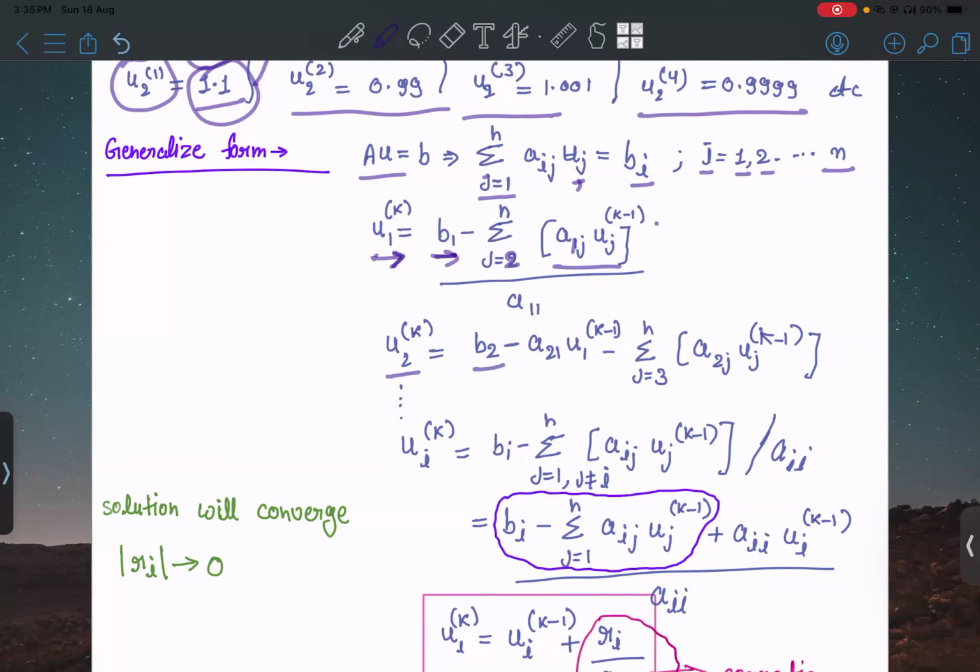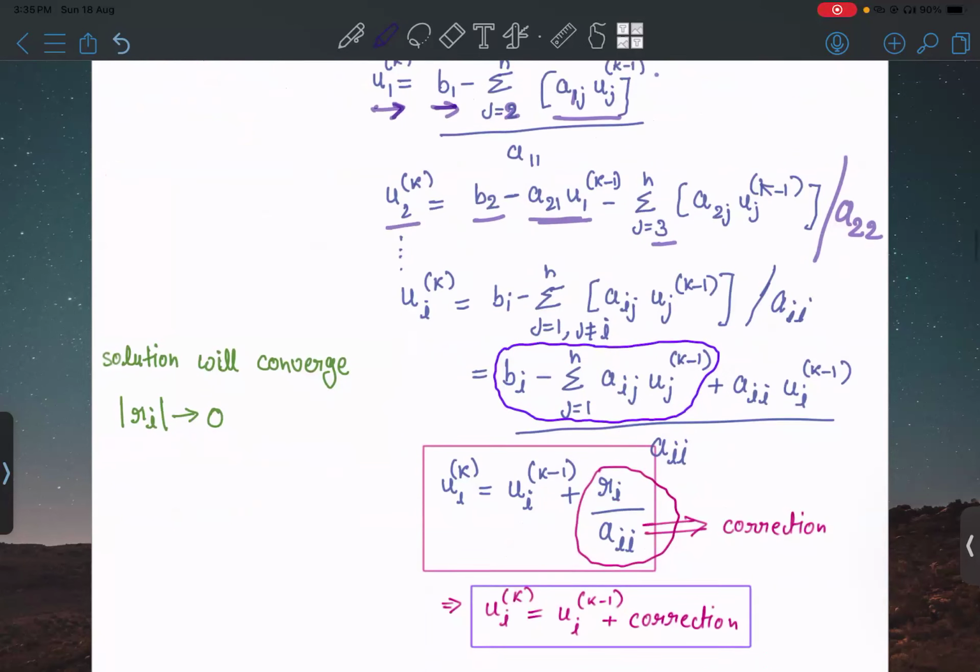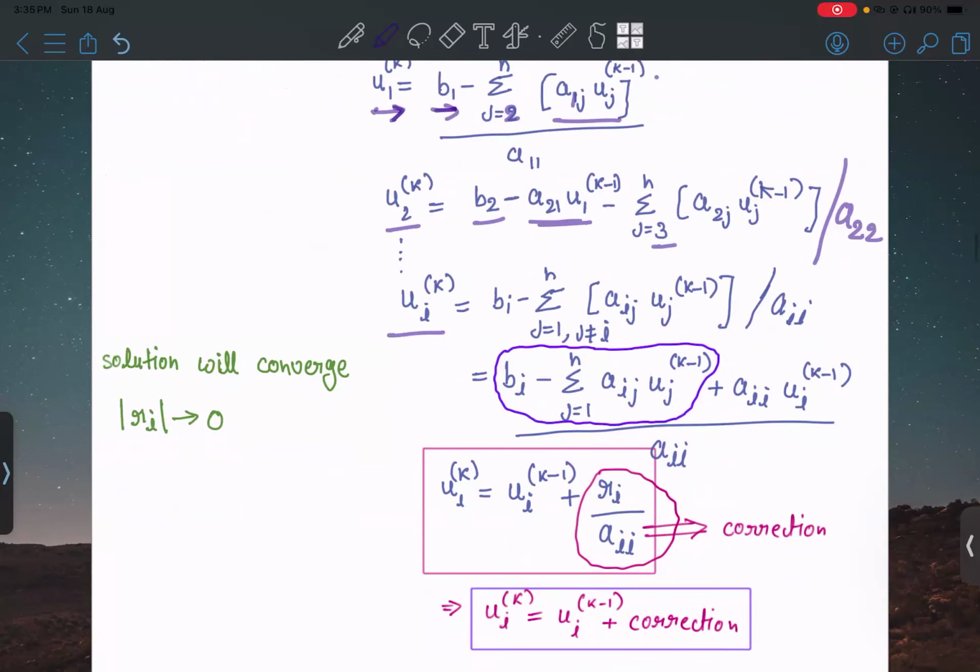u2 will be b2 minus, this first term will come a21 u1 at the k minus 1th iteration, minus summation j now will go from 3 to n. This whole will be divided by a22. Okay. Similarly, in general fashion, I can write ui at the kth iteration will be equal to bi minus summation j will go from 1 to n, but j will not equal to i, aij uj at the k minus 1th iteration, divided by aii.